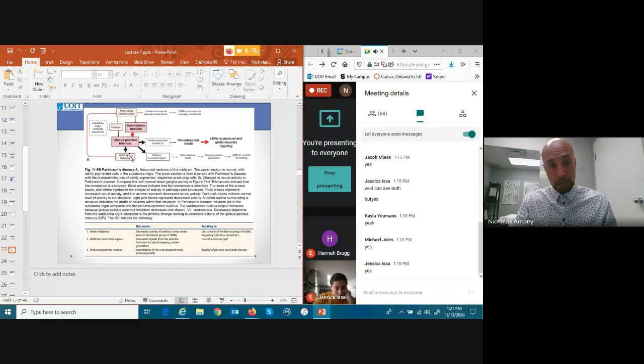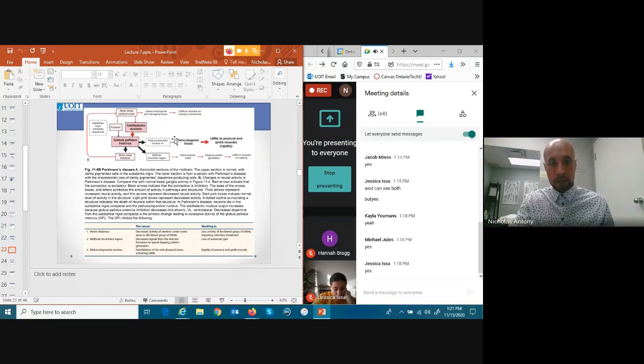If you look at this arrow, it's going to inhibit the motor thalamus. That's going to cause our inhibiting of voluntary movement, so the slowness of movement. We're going to have an increased inhibition of the midbrain locomotor region, so an increased inhibition of walking.